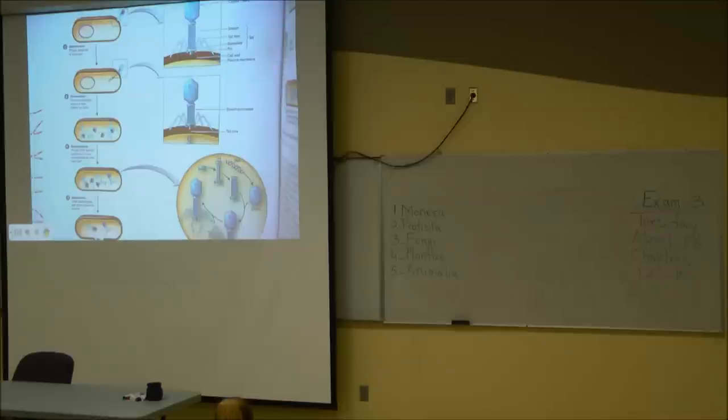Here's a virus, a bacterial virus, a bacteriophage, that infects the bacterium. Nucleic acid is being injected into the bacterium, and the virus starts to multiply. As you can see, all the parts are made separately: the head, the tail, the fibers. Now something goes wrong, and the host cell, the bacterium, dies.